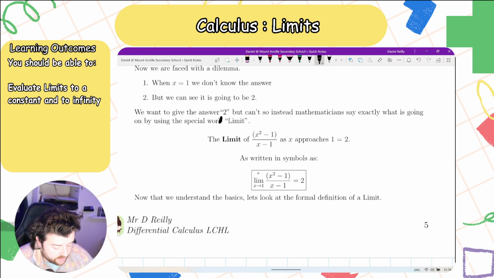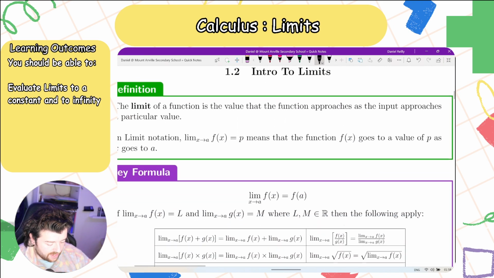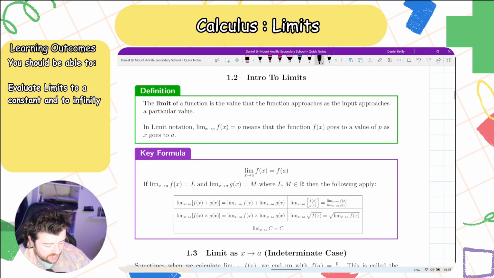Written in mathematical notation, it is the limit as x arrow 1 of x squared minus 1 over x minus 1 is equal to 2. So now we're going to start with the basics of what a limit is. Let's start calculating. The limit of a function is the value that the function approaches as the input approaches a particular value. So in limit notation, the limit as x goes to a of f of x equals p just means my function goes to the value p when x goes to a.